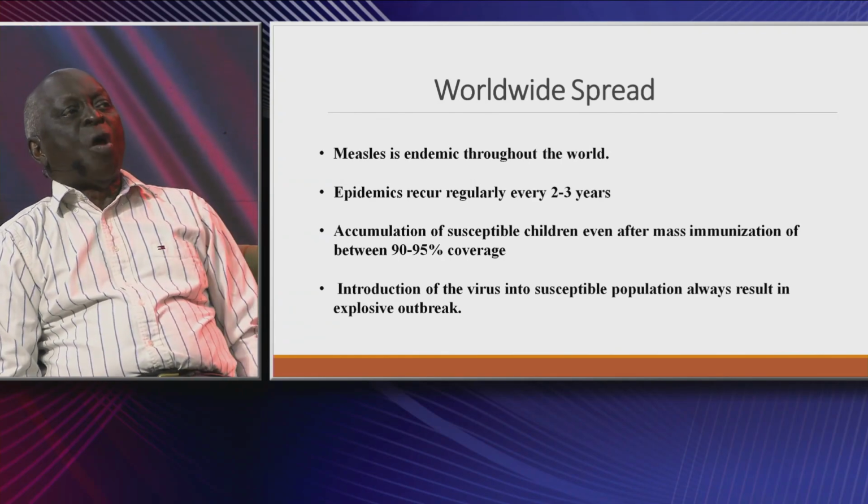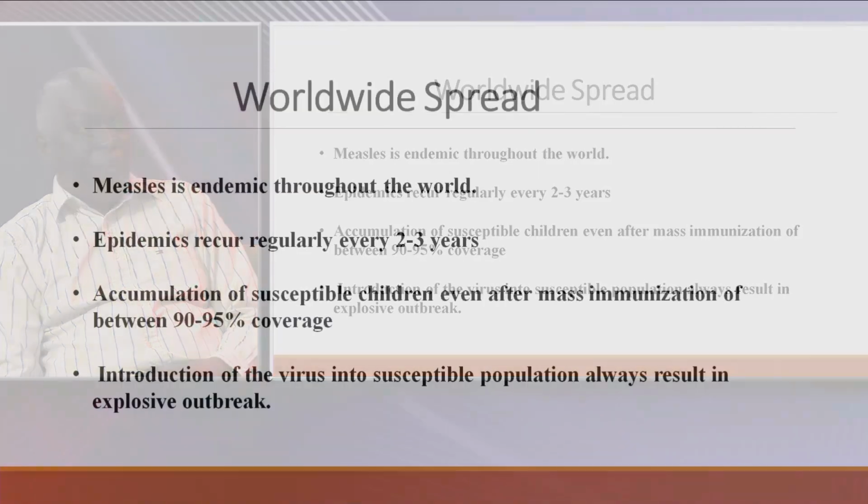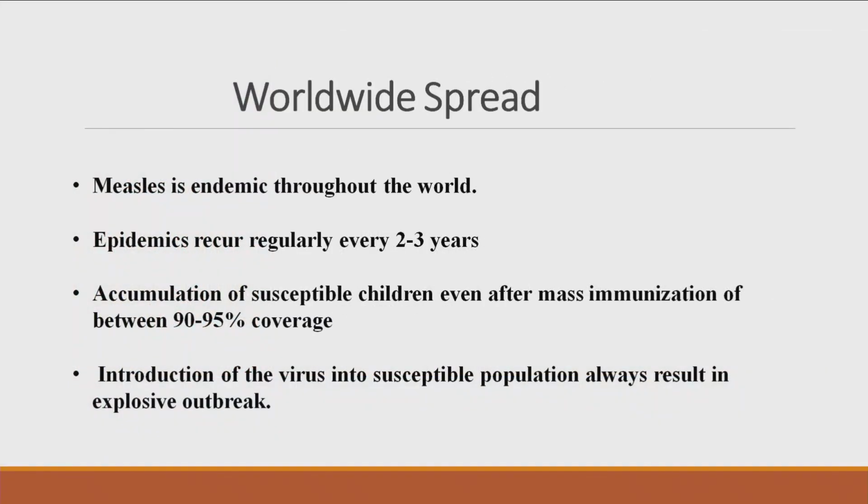What is the epidemiology? What is the worldwide spread of measles? Measles is endemic throughout the whole world. Epidemics are recorded regularly every 2 to 3 years due to the accumulation of susceptibles which I told us earlier.